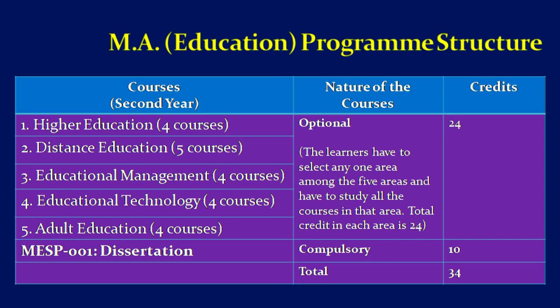So in one area, you have to cover 24 credits, and at the same time, there is one compulsory course, a practical, project course, the dissertation course, that is MESP 001. You have to study 10 credits from this dissertation course. So 10 plus 24 is 34. Accordingly, in the second year, you have to study 34 credits.